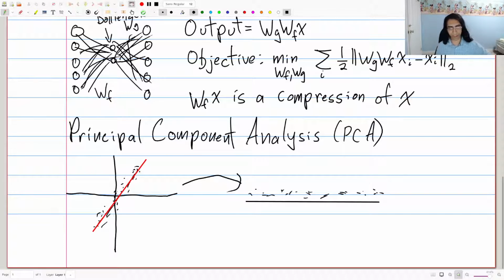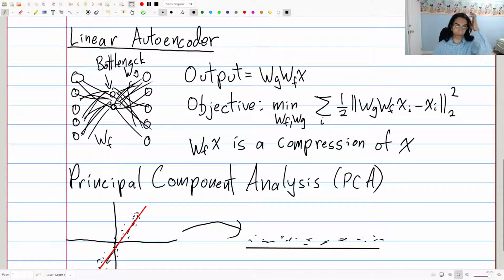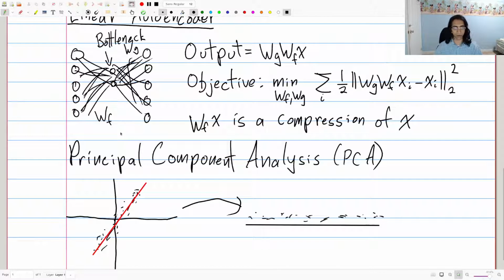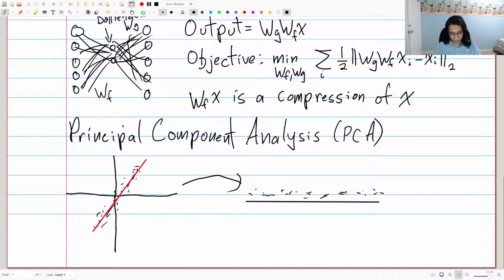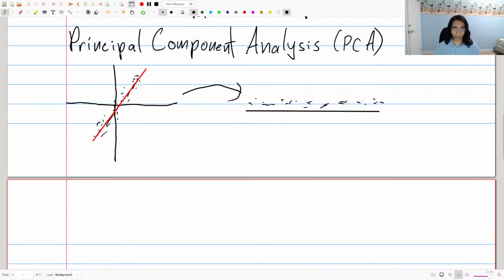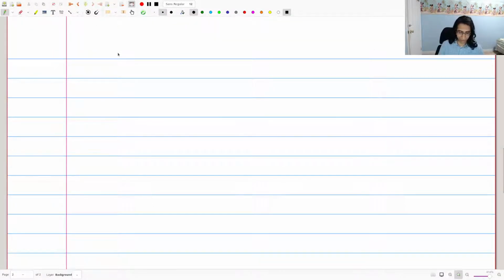So you can see that doing this type of PCA is essentially finding the one direction which is most interesting and useful. And that's somewhat similar to what we're doing here. We're just finding a subset, a projection of our data in some sense, which is most interesting or useful or captures most of the energy, as it's sometimes said. So that is just a vanilla autoencoder, a linear autoencoder.